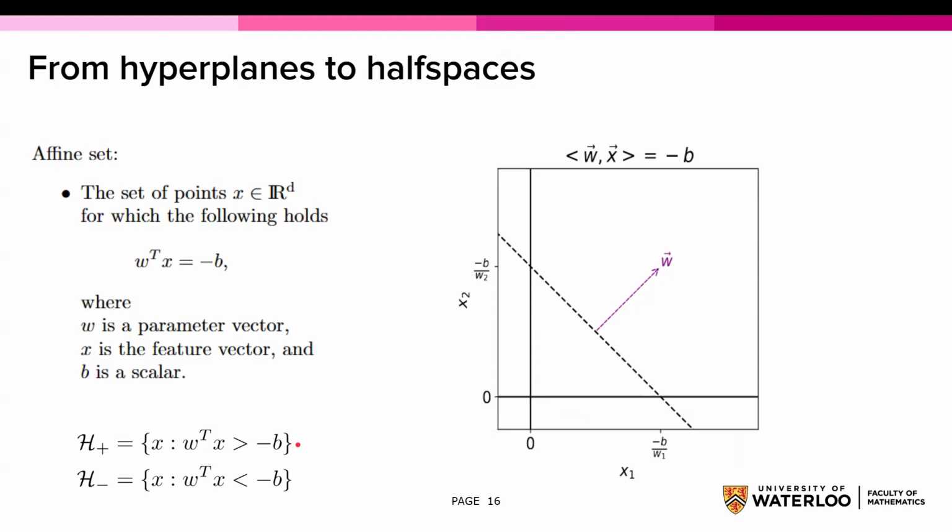Specifically, we define the positive half space, H plus, as the set of feature vectors X for which the dot product between the feature vector and the parameter vector is greater than negative B. And similarly, the negative half space as the set of feature vectors for which the dot product with the parameter vector is less than negative B. So in this particular picture, the positive half space would live above the decision boundary, and the negative half space would live below this decision boundary.